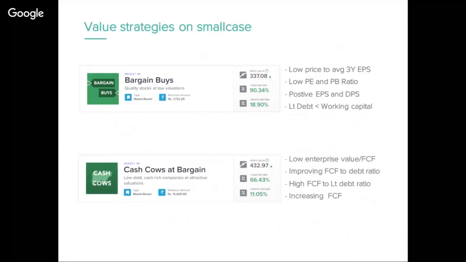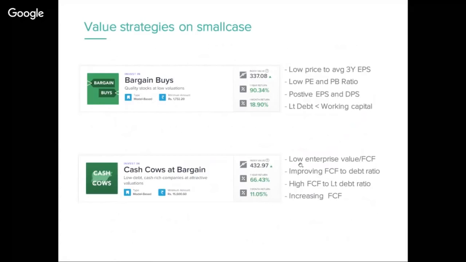It is not the revenues, it is not the earnings, because these are the things that can be manipulated by a lot of accounting techniques and other things. But free cash flow is something which is very hard to manipulate, and this smallcase focuses especially on the free cash flow that is available with the company.